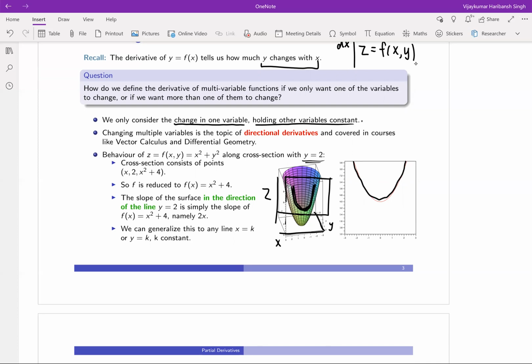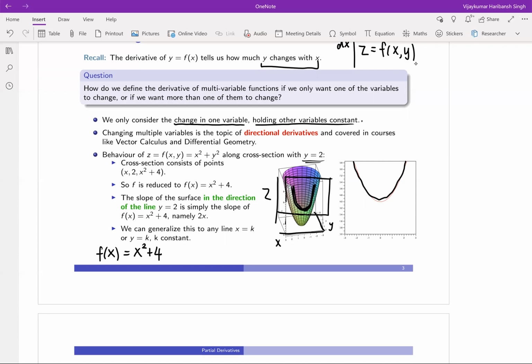If you look at y equals 2, essentially you have y fixed at 2. So your function can be seen as a new function f. It's just an abuse of notation to use the same f, but these are different functions, and f of x becomes x squared plus 4. So you see, it now reduces to a function of one variable.